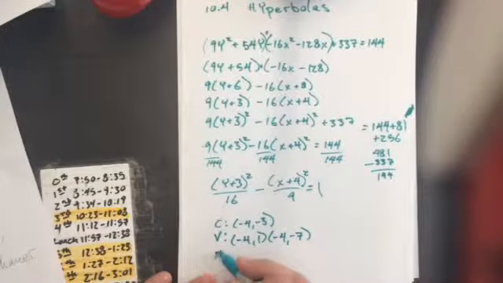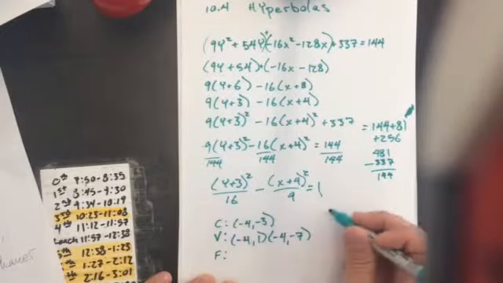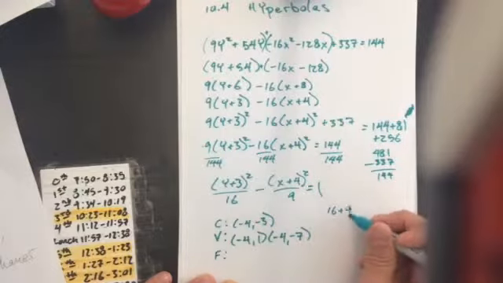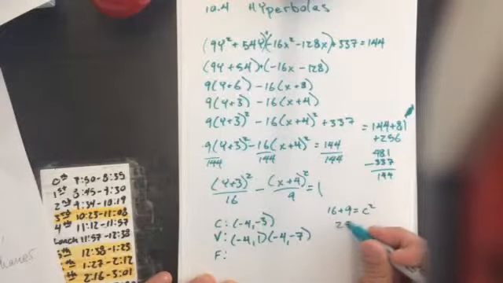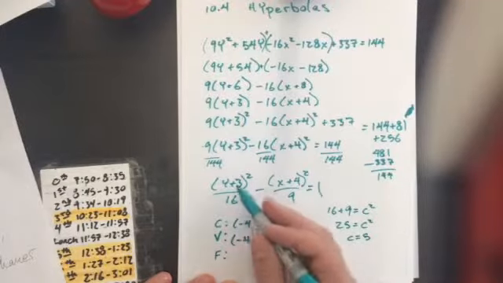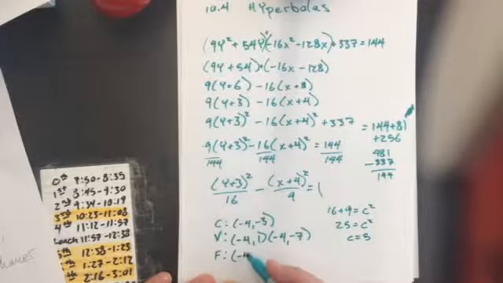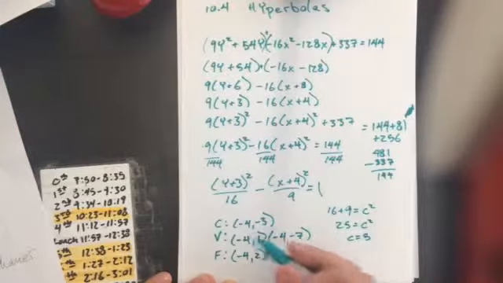The foci are also happening to the y. So a squared is 16 plus b squared is 9 equals c squared. That gives me 25. That means that c equals 5. That's going to be to the y, so it's going to be -4. -3 plus 5 is 2. -3 minus 5 is -8.